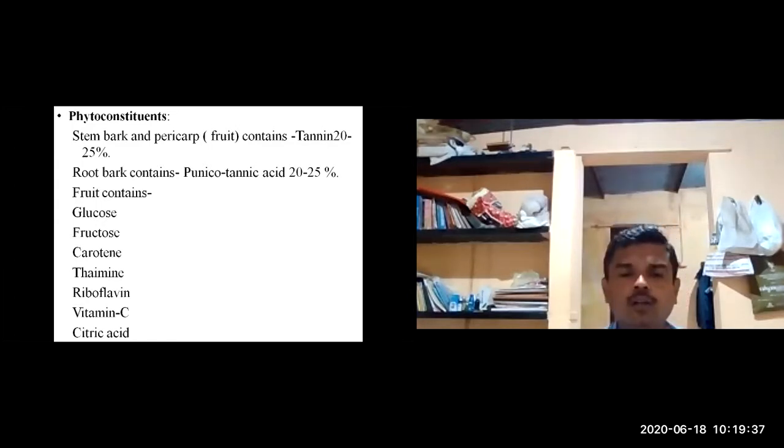As you all know, the active principles are glucose, fructose, maltose, carotene, thiamine, riboflavin, vitamin C, and citric acid. So you can easily remember. Please remember this punicotanic acid. Apart from these, there are some other active principles also.